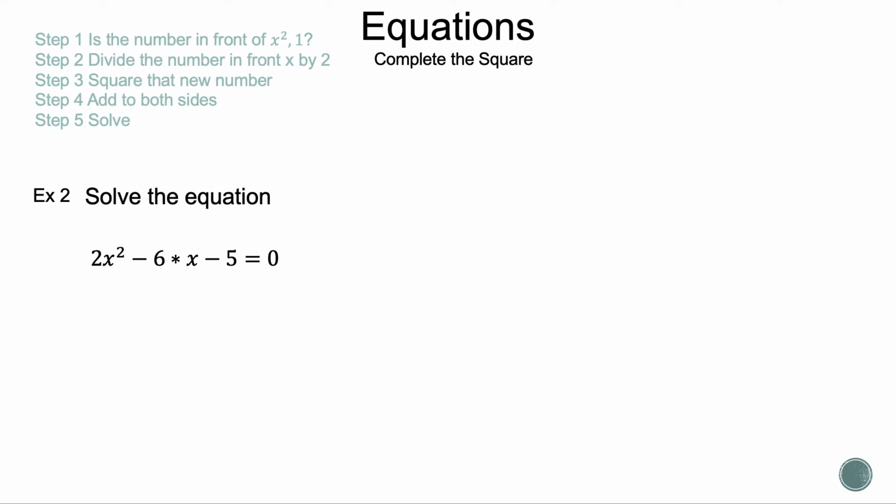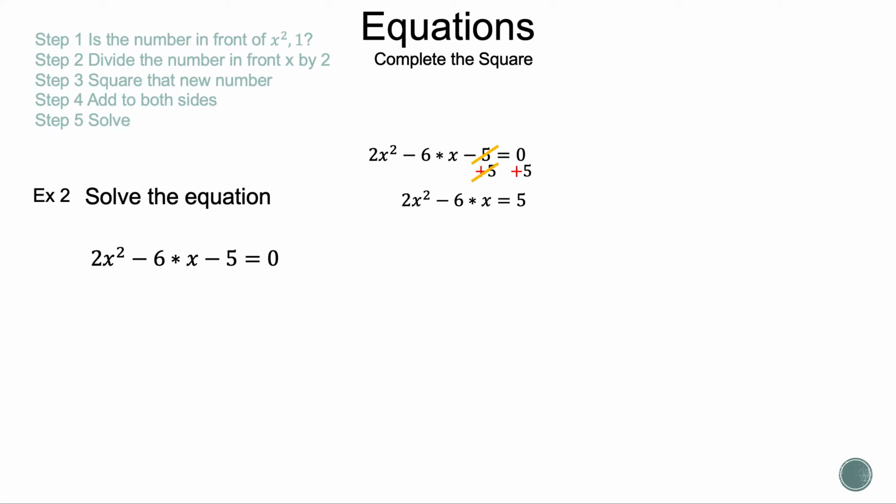Let's read the question. Solve the equation 2x squared minus 6x minus 5 is equal to 0. Let's rewrite the equation so we have more space to show our work. And since we're solving for x, we need to move that minus 5 to the other side. And the inverse of that is plus 5. And because of that, those two numbers cancel. We now need to add positive 5 to the other side. And now let's write down what we have so far. We have 2x squared minus 6x is equal to 5.